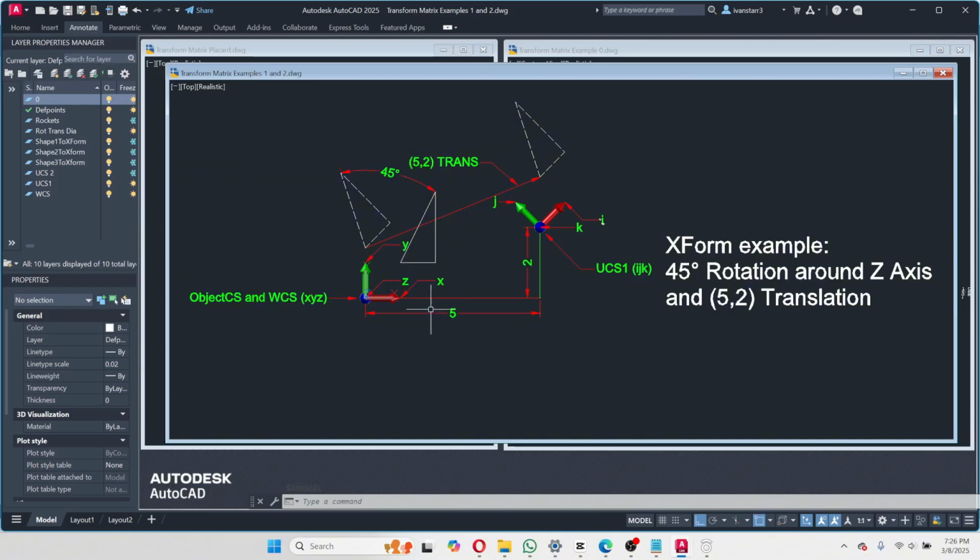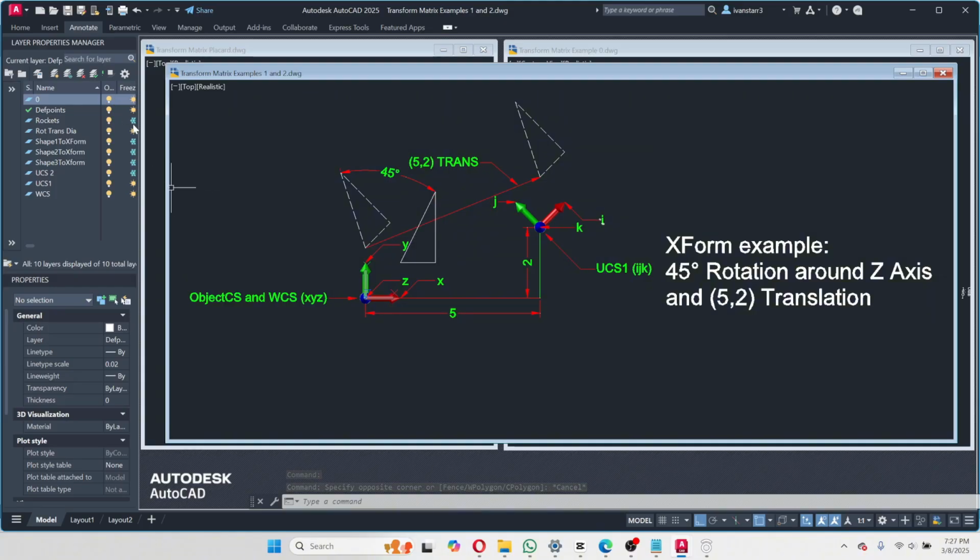The transform I'm going to do is a 45-degree rotation around the z-axis and a translation of 5, 2. Here's the 5, here's the 2, and here's the 45-degree rotation. As you can see, it is a user coordinate system that has been rotated 45 degrees. So we're going to take this object here, rotate it, and then translate it so that this object is going to fall into this position by the time it's done. And so I'm going to use the same program on this triangle right here.